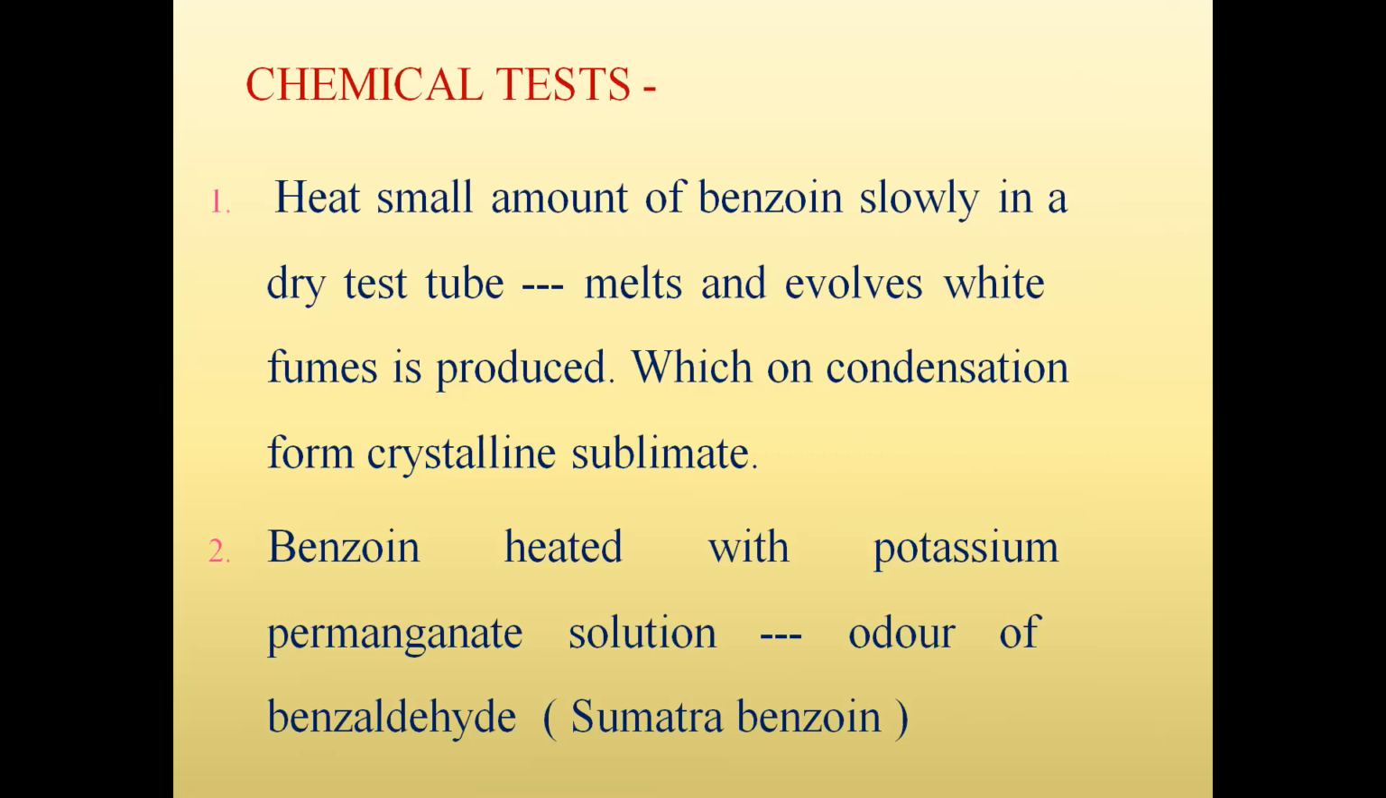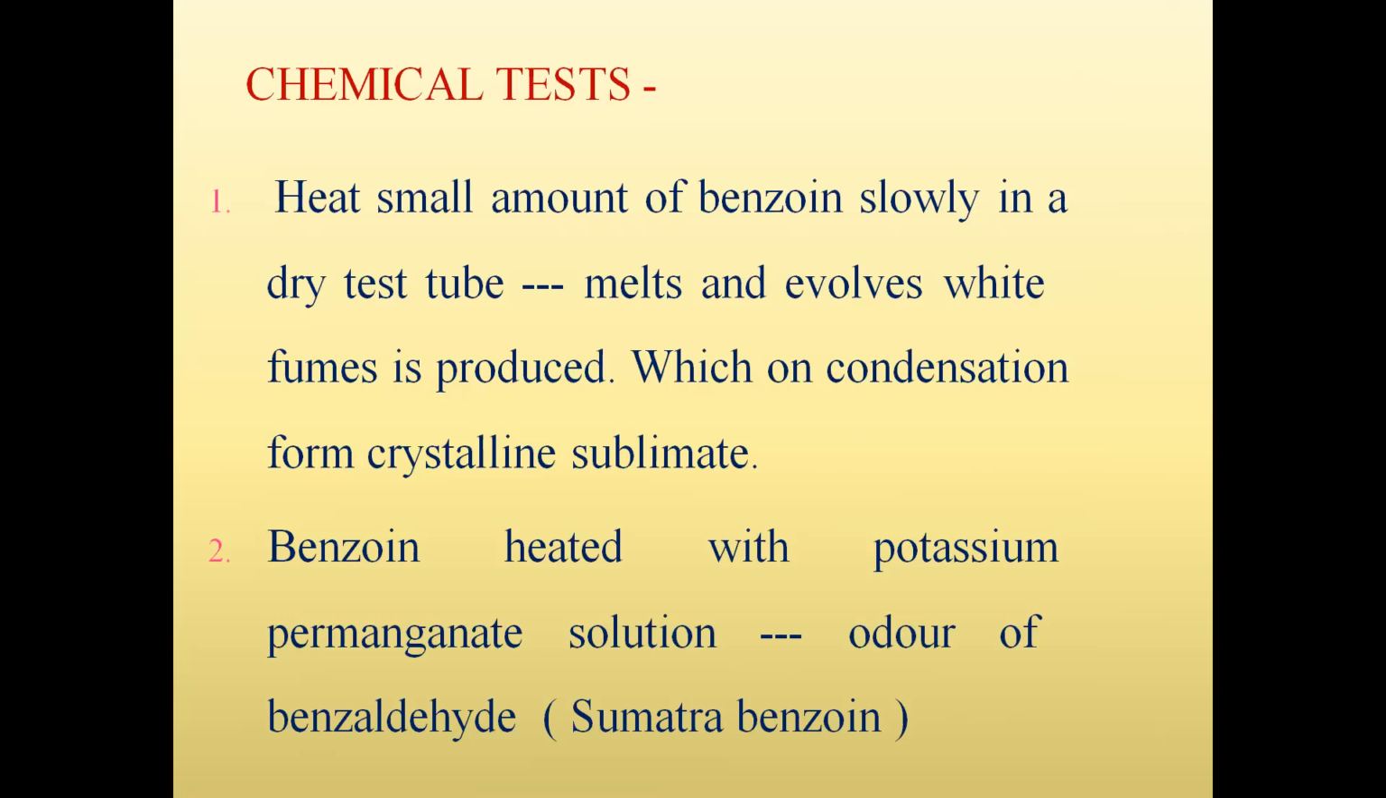So first test is heat small amount of benzoin slowly in a dry test tube. What you have to do, take a small amount of benzoin, and heat it in a dry test tube. Then it will melt and evolve white fumes, which on condensation, if you cool it, it forms a crystalline sublimate.